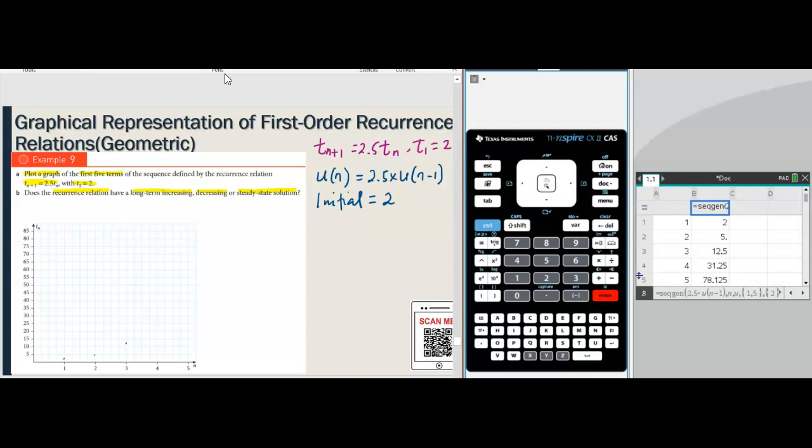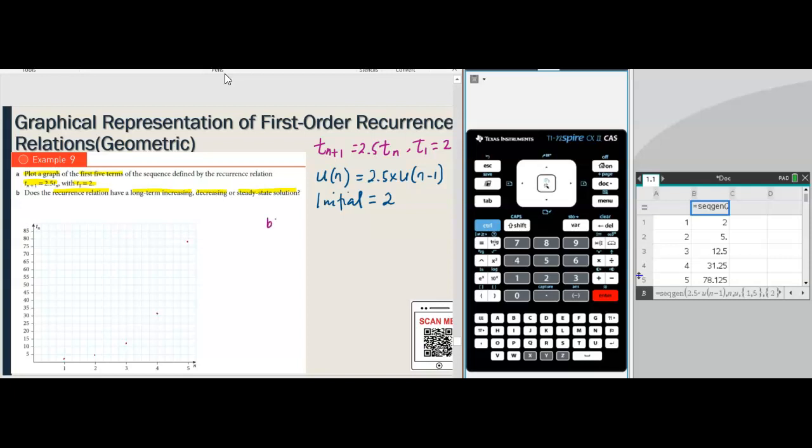When n equals 4, 31.25. 31.25 is somewhere here. When n equals 5, you have 78.125. 78.125, somewhere here. Right? So this is how your graph looks like. So this is the answer for part A.